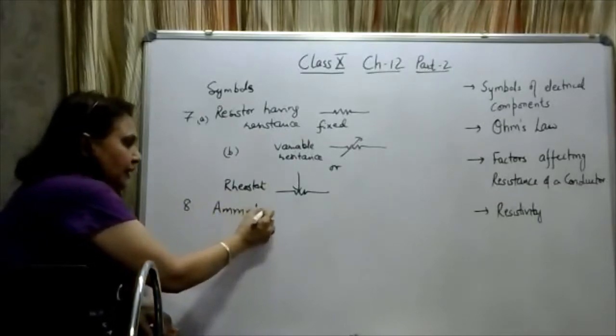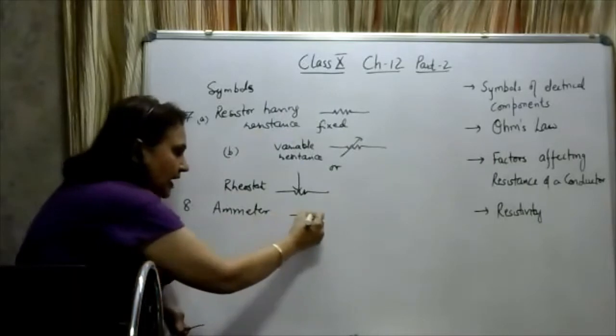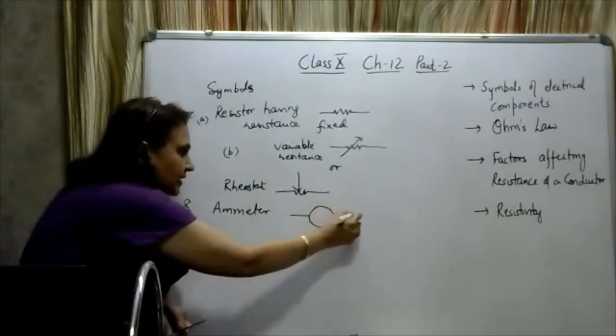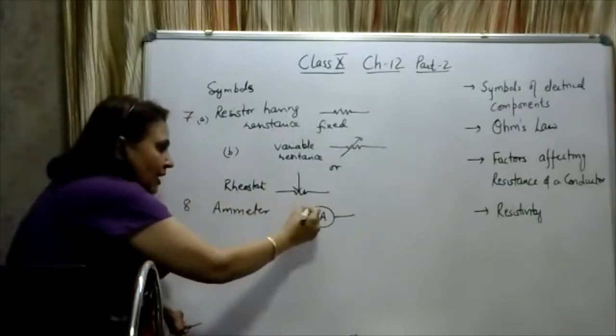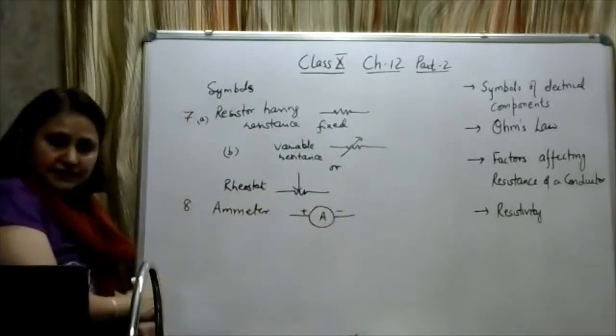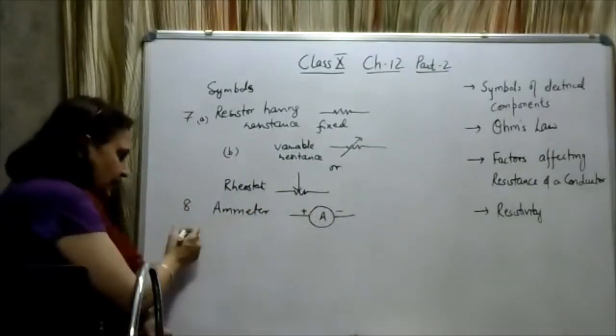Ammeter is an instrument which measures the electric current in a circuit. It has positive and negative terminals. In a circuit, we write it as A in a circle. One end is positive, the other end is negative. These are connected by connecting wires in an electrical circuit.